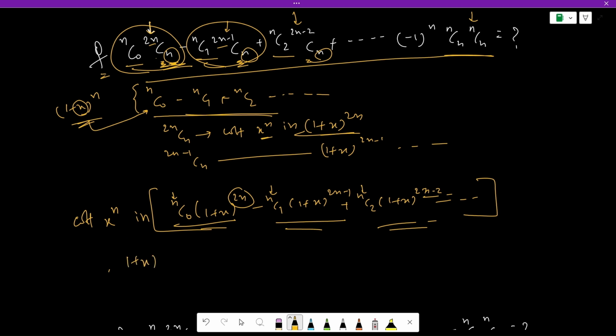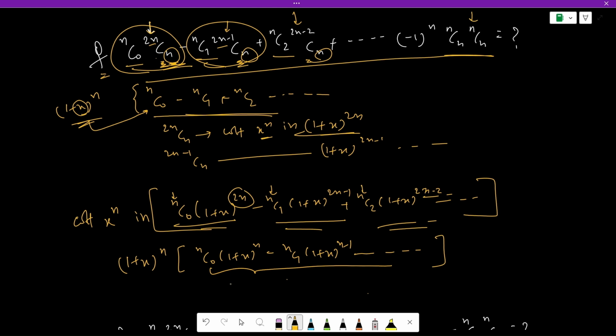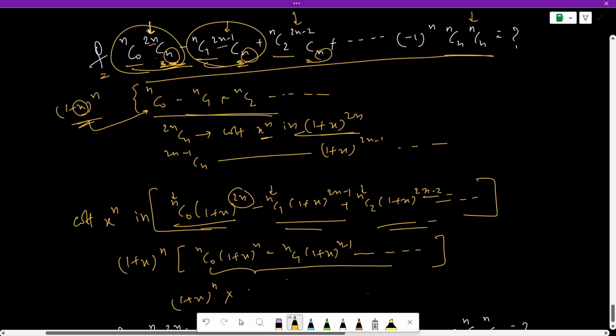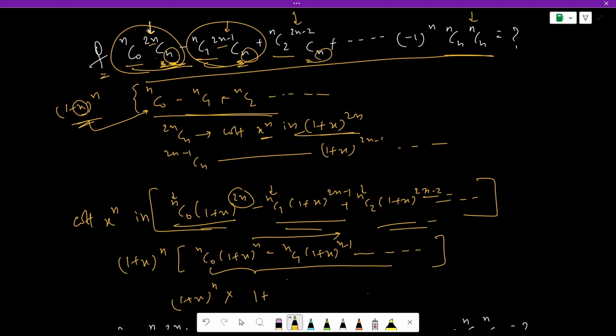So we can take this (1 plus x) to the power n common out, and this will be nC0 into (1 plus x) to the power n minus nC1 into (1 plus x) to the power n minus 1, and so on. Now this forms the complete binomial expansion of (1 plus x) to the power n into, sorry, this is decreasing in power, so the first term will be (1 plus x minus 1) raised to the power n. So this will be (1 plus x minus 1) raised to the power n, that is x raised to the power n.